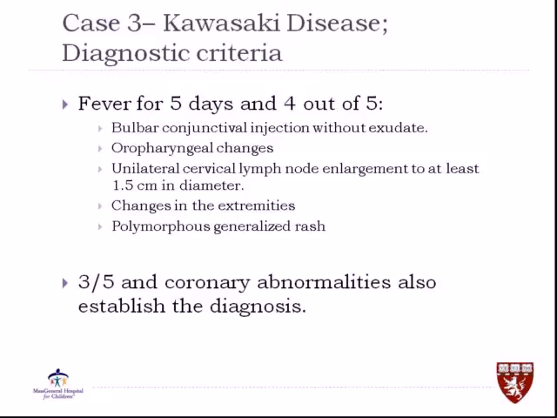Changes in the extremities, like I told you, specifically enlargement. Sometimes I've seen dryness of the extremities, maybe some red hands, palms and soles, and this rash that is usually polymorphous. There's not one typical characteristic rash in Kawasaki disease. They can come in any different ways, shapes, or forms.